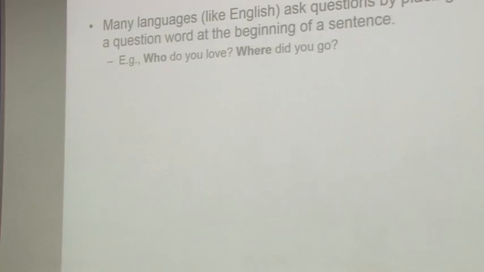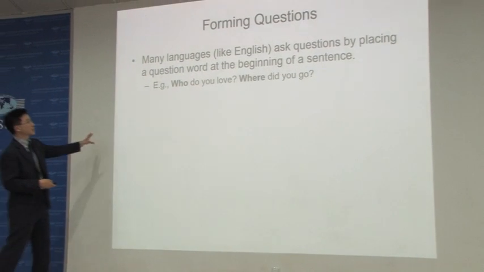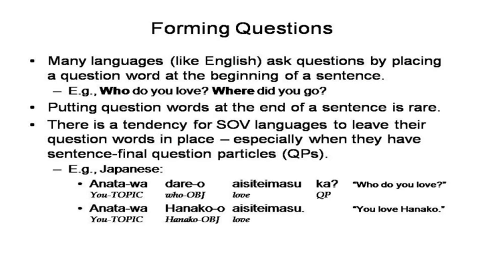Now we're going to talk about questions. This is the strangest one. So you see that in English, question words happen at the beginning. Who do you love? Where did you go? But very few languages, almost no languages, put a question word at the opposite end, which you might expect in a head initial, head final parameter kind of situation. In fact, what happens when a language is quote-unquote head final is that usually question words stay in place. They don't move around. That happens in Japanese.